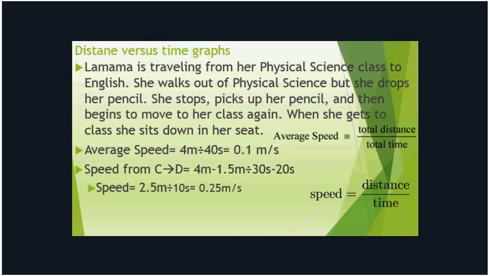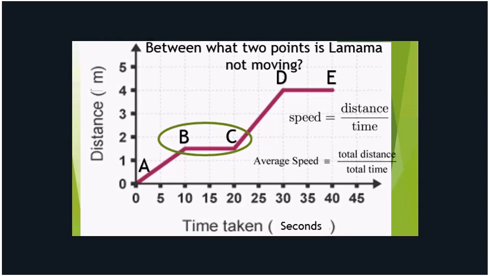The last question I had was, what is her speed from D to E? Now there's two ways you can approach this question. At D, you can notice that her distance is 4 meters. At E, her distance is also 4 meters. If she hasn't moved any distance since where she was at 30 seconds, meaning at 30 seconds she was 4 meters away, and at 40 seconds she was still 4 meters away, it means she hasn't moved. And if you haven't moved anywhere, your speed is 0.